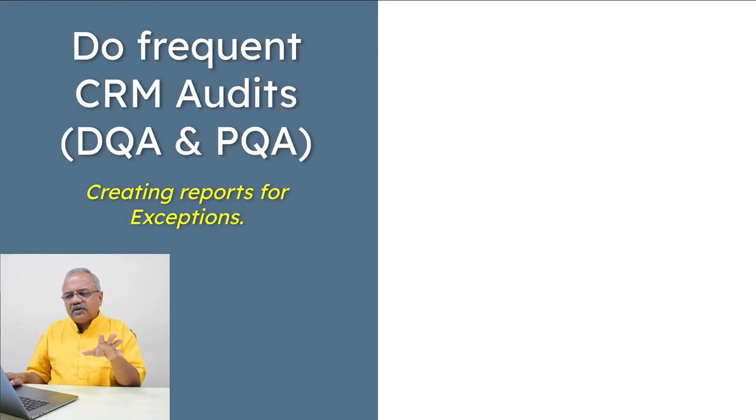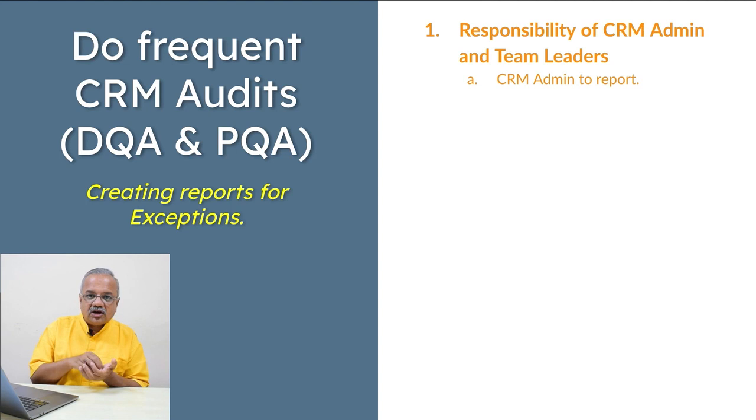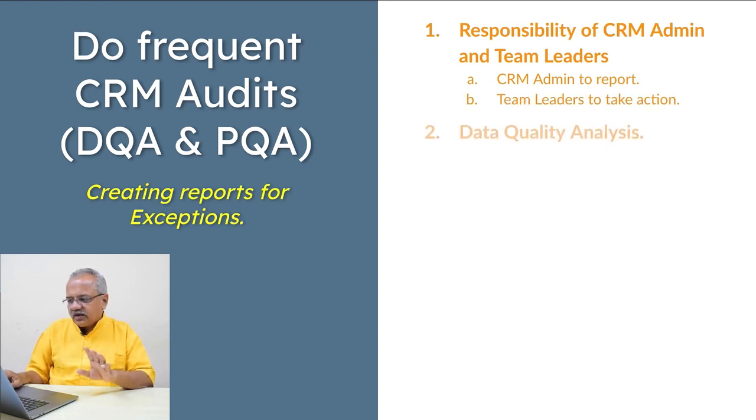So, what is it and how are they typically made? Whose responsibility is it in the first place? This involves the responsibility of pointing out. The CRM admin reports it. That means the CRM admin would point out that all this problem is there. Whom would he tell it? Your team leader or you? The team leader or the boss will have the responsibility of resolving it. The team leader would take the action.